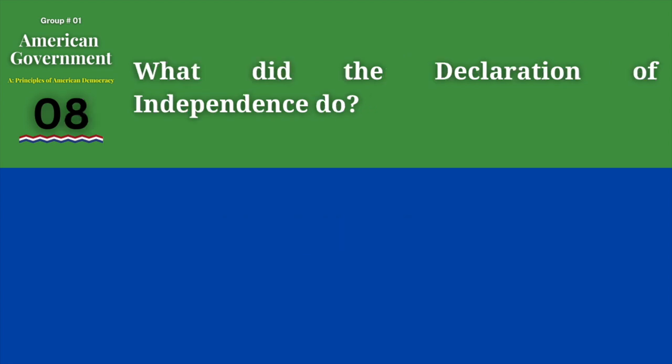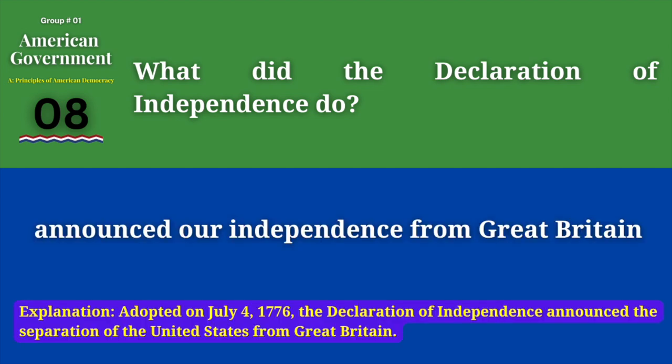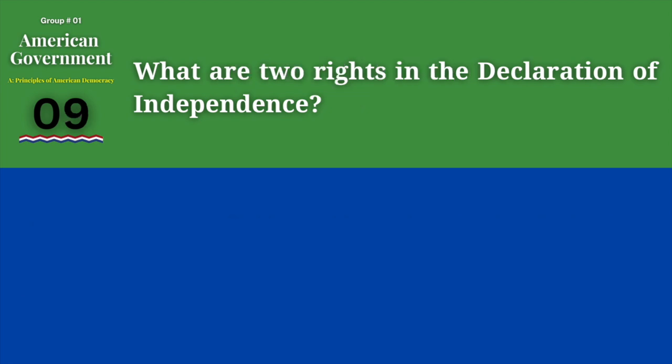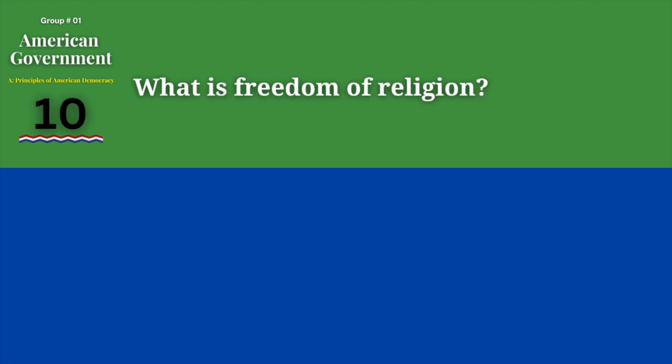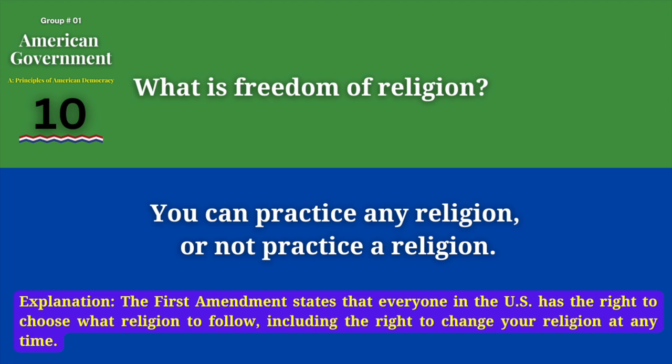What did the Declaration of Independence do? Announced our independence from Great Britain. What are two rights in the Declaration of Independence? Life, liberty. What is freedom of religion? You can practice any religion or not practice a religion.